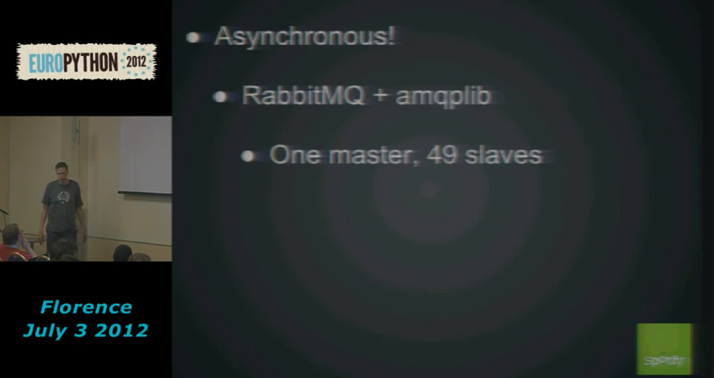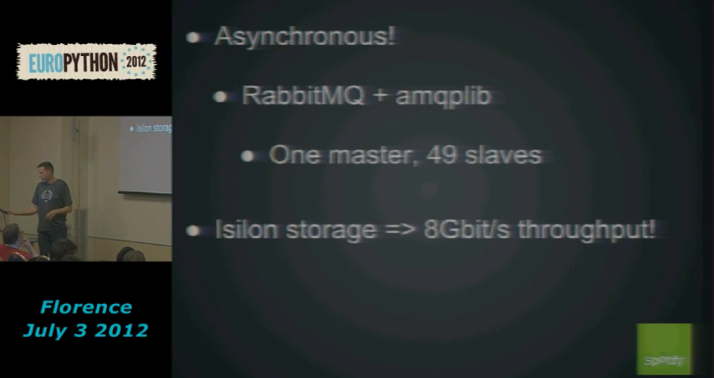And the whole setup is currently one master and 49 slaves. So one master is orchestrating stuff with the ingestion process. The ingestion process sends to the master that it has a new job, and then the master splits it to the different priority queues. And for the backend of the whole transcoding system, we just switched to Isilon, which is a commercial product.